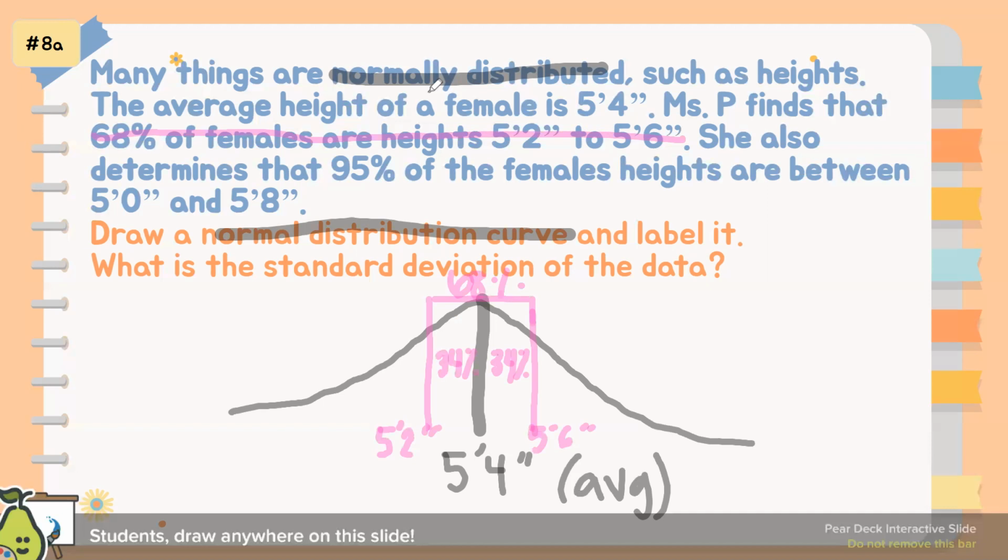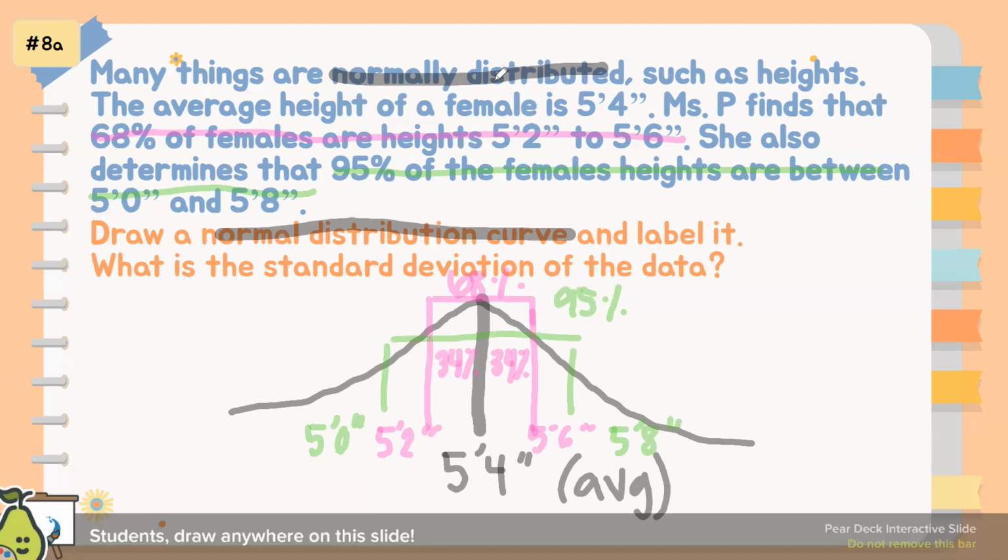She also found out that 95% of female heights are between 5 foot and 5'8". So again, going back to the empirical rule, 2 standard deviations of the mean is 95%. So on the left, that height would be 5 feet. And on the right, that would be 5'8".